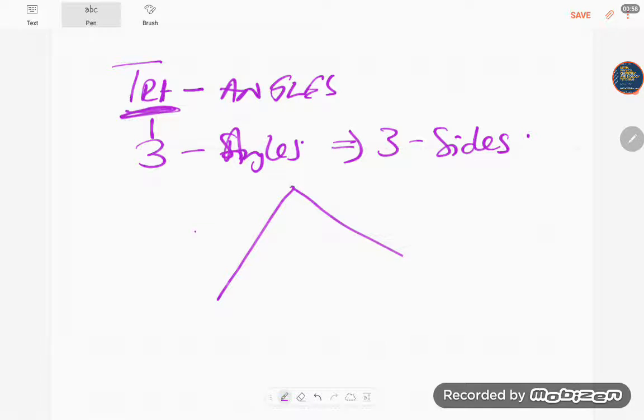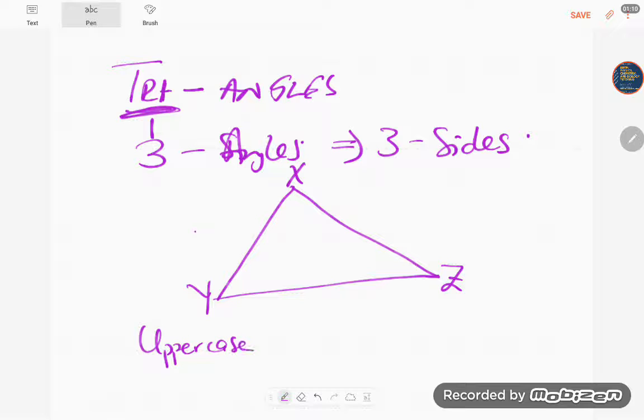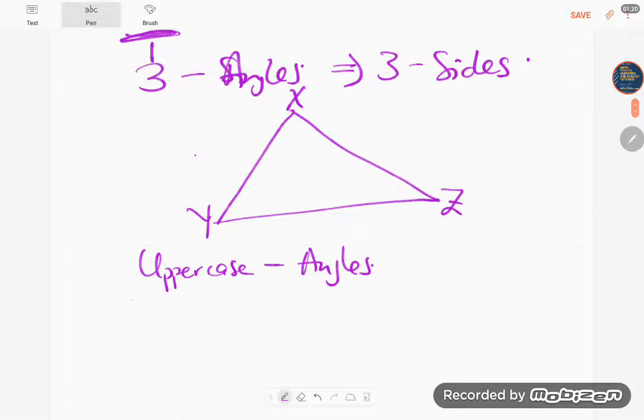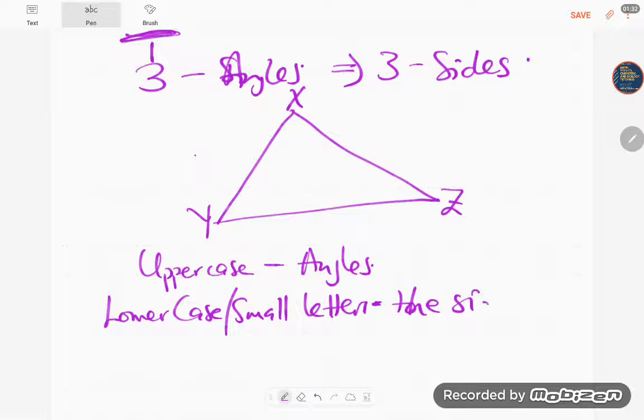So I'm just going to draw a makeshift triangle. It may not have perfectly straight lines, but I'm sure you'll be able to work with that. I'm going to call it X, Y, Z. Notice how we use uppercase or capital letters to denote angles, and then we use lowercase or small letters to denote the sides.